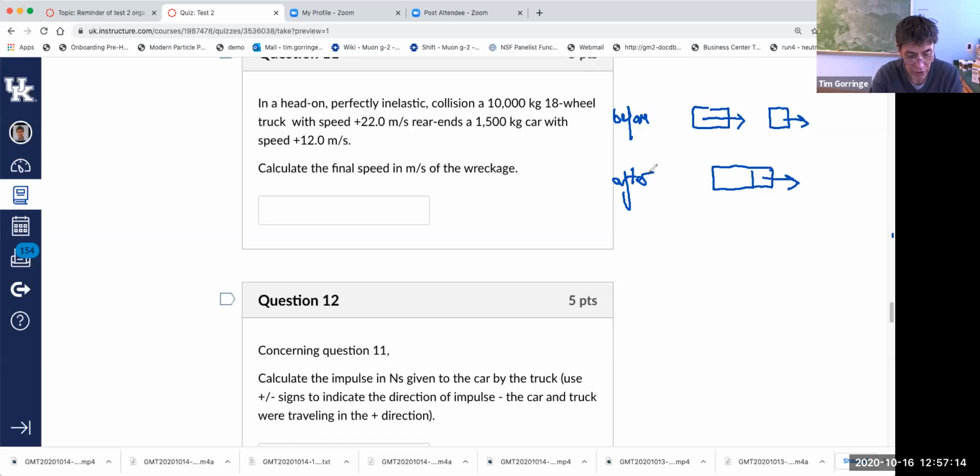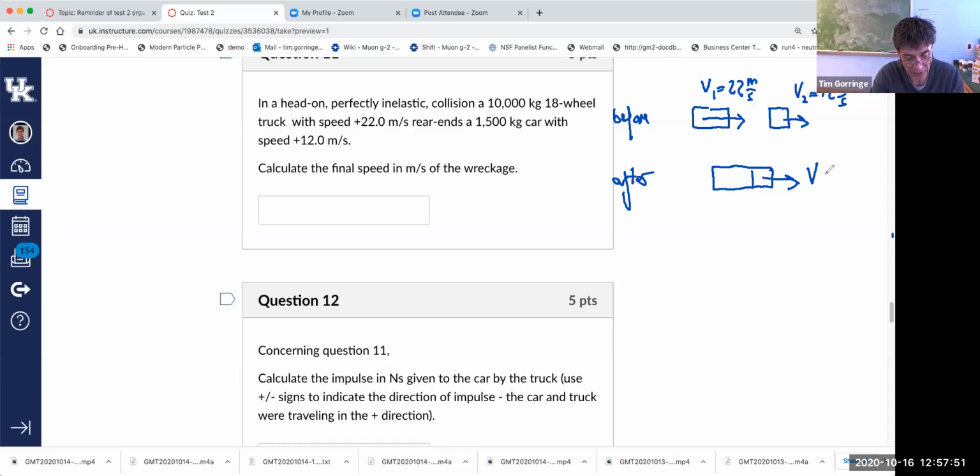And we're told a bunch of things. I'm going to write some of them down on here. So the speed of the truck before the collision is 22 meters a second. And the speed of the car before the collision is 12 meters per second. I'll call those V1 and V2. And then one of the questions we're going to be asked is, what is the speed of the wreckage after the collision? And I'll just call that V.